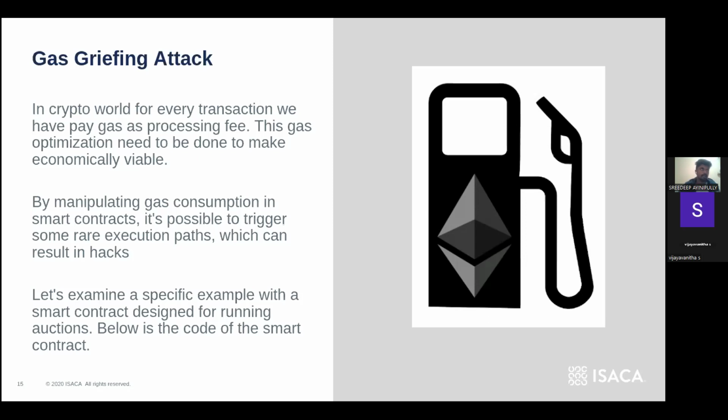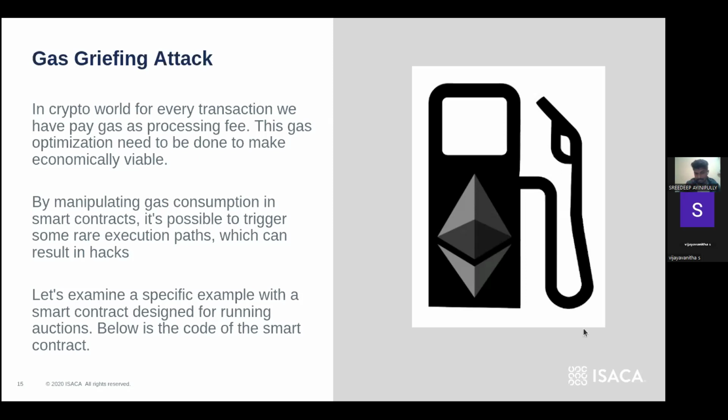Is gas griefing only on contracts, or is it applicable to any non-contract in the crypto environment? In the crypto world, whatever transaction you do, you have to pay the gas. It is that important in the Web3 environment because you have to pay gas every time. There is no bypass for it, but you can optimize the code to reduce the gas consumption. Even if you try to give less gas, the transaction won't work.